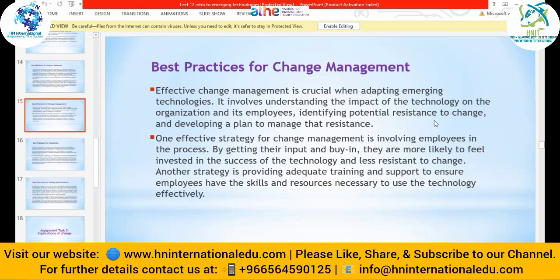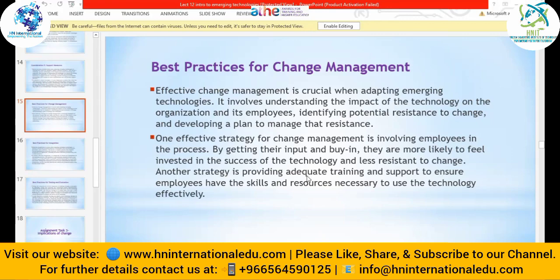Identify potential resistance to change, to understand why this thing has to be changed. That is the main thing that you have to be sure of. And develop a plan to manage that resistance. Now you have to develop the plan, that if you are doing anything, you have to keep in mind that we have changed something and now we have to stick to that. We have to use it in that way.